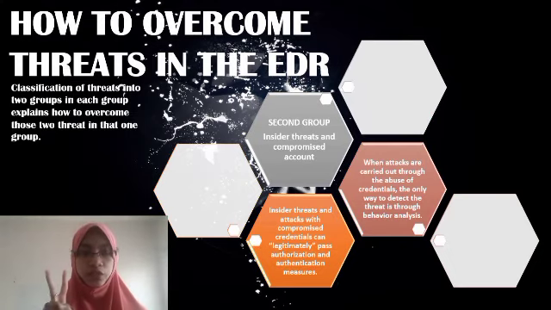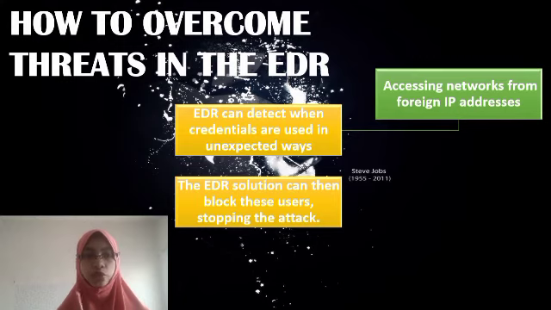The second group, which consists of insider threats and compromised accounts, are credential attacks that legitimately pass through the authentication and authorization measures. So the only way to detect these threats is by behavior analysis. As mentioned before, EDR relies on behavior analysis, so EDR can detect credentials used in an unexpected way, for example, when accessing the network using a foreign IP address. In this situation, EDR will block this user and stop the attack.